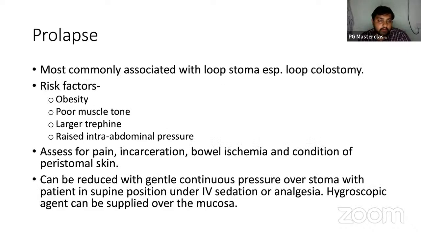Prolapse is most commonly associated with loop stoma, especially loop colostomy. Risk factors include obesity, poor muscle tone, a larger trephine, and raised intra-abdominal pressure, as in cases of pregnancy. We will have to assess for pain, incarceration, bowel ischemia, and the condition of the peristomal skin.